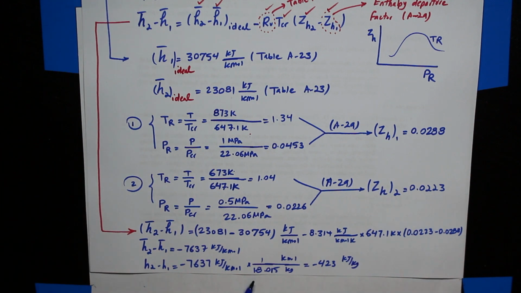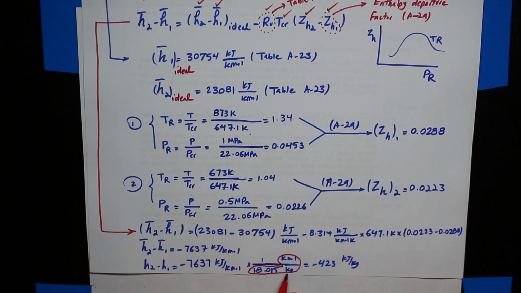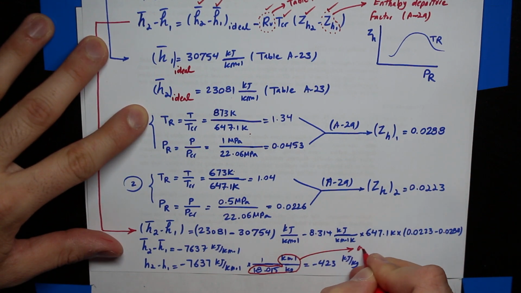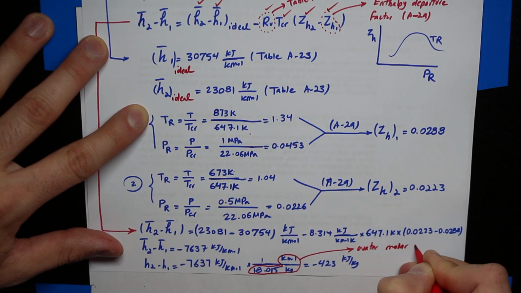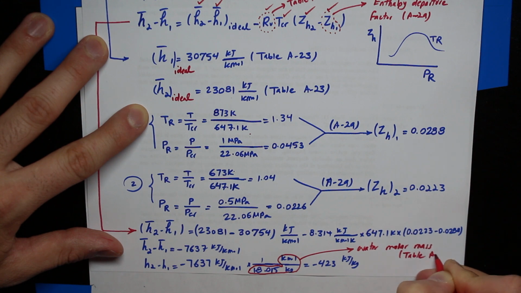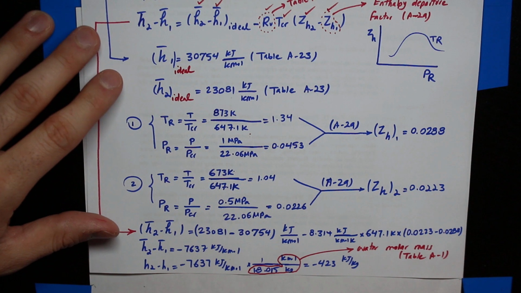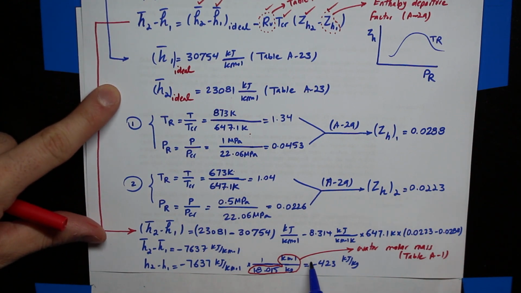Now, in case you're asking what is this number, this 18.015 kilogram per kilomole is the molar mass of water. So this is the water molar mass, which comes from table A1. So this is the answer to part B.